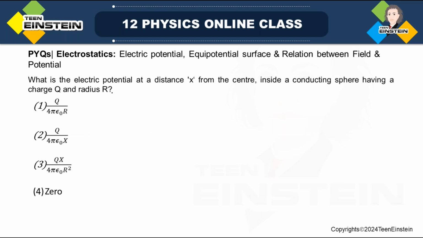All right, now what is the electric potential at a distance x from the center inside a conducting sphere having a charge q and radius r? It is like this. This is a conducting sphere, and this is not a hollow conductor, so there will be charge inside. The charge will be distributed uniformly, but there will be charge inside anyway.